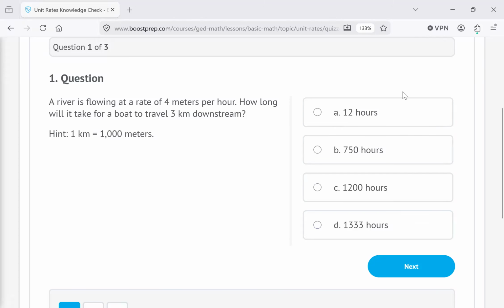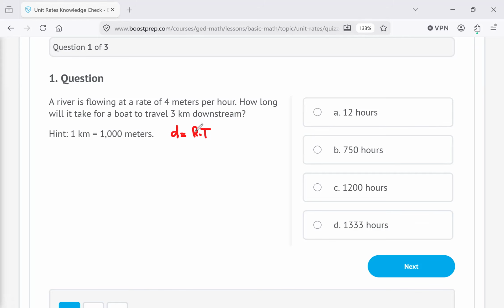When we're dealing with unit rates, for example, you might have to use this formula: distance equals rate times time, especially if you're talking about distance or speed or time. That's how you know you're going to use this formula, right?